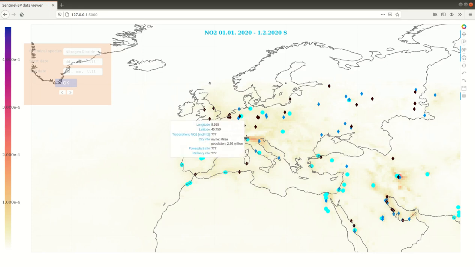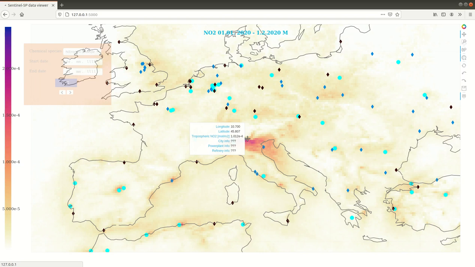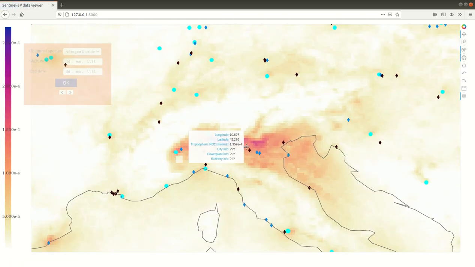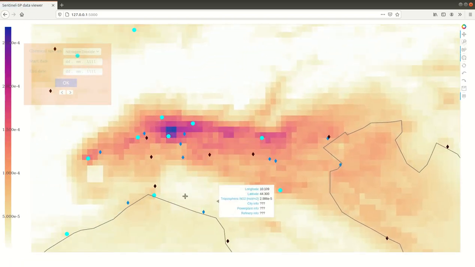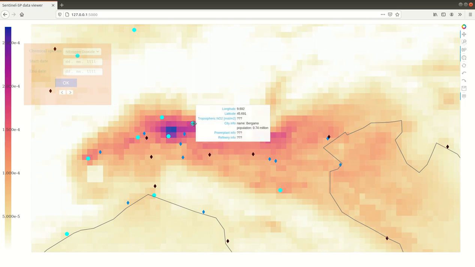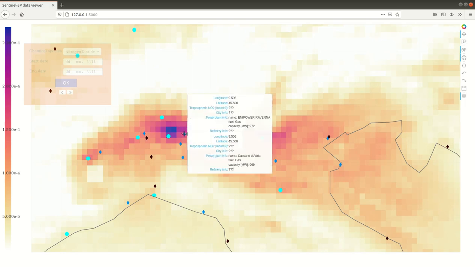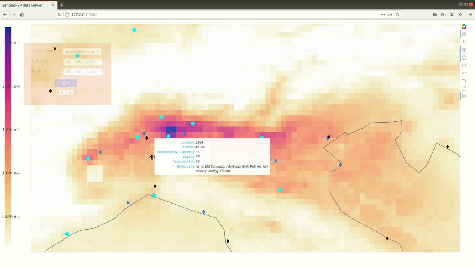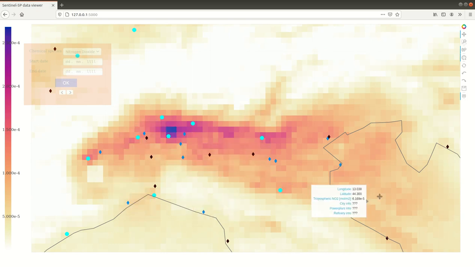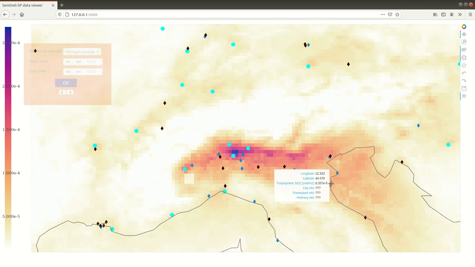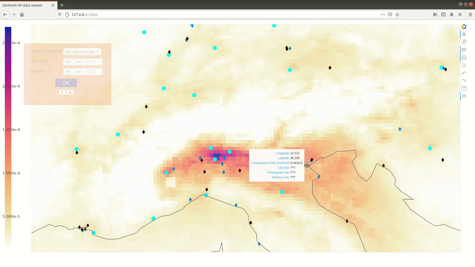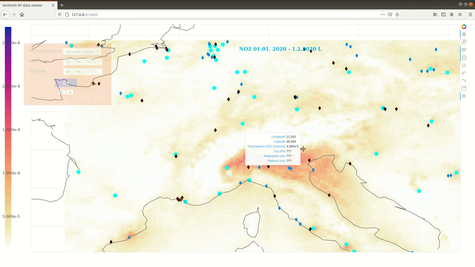We zoom in on a higher resolution by double clicking. And we can zoom in some more by scrolling. Now these cyan circles denote cities. Blue signs show power plants, and black signs show refineries. And this image clearly shows that the most industrial part of Italy truly stands out in the concentrations of nitrogen dioxide in the whole of Europe.